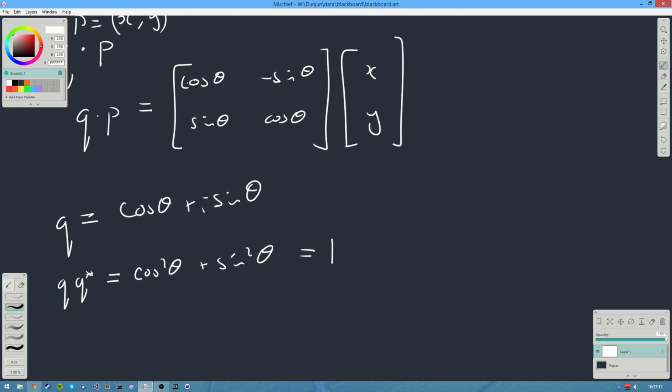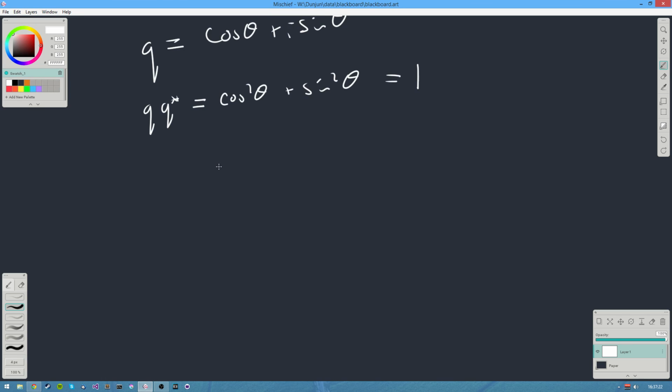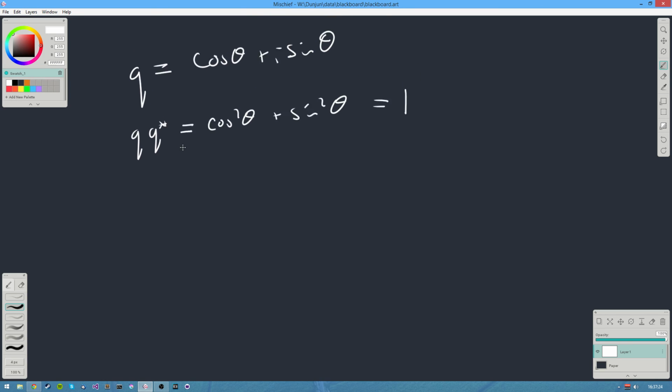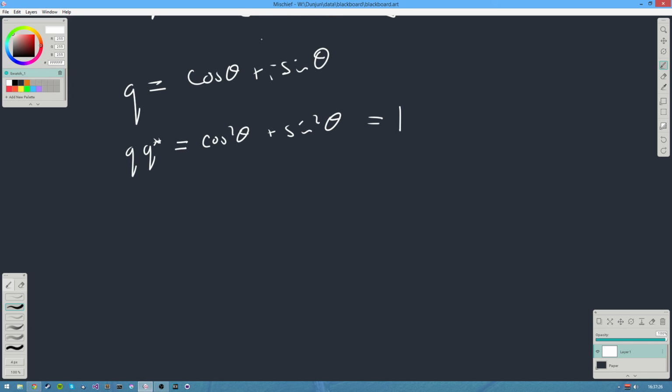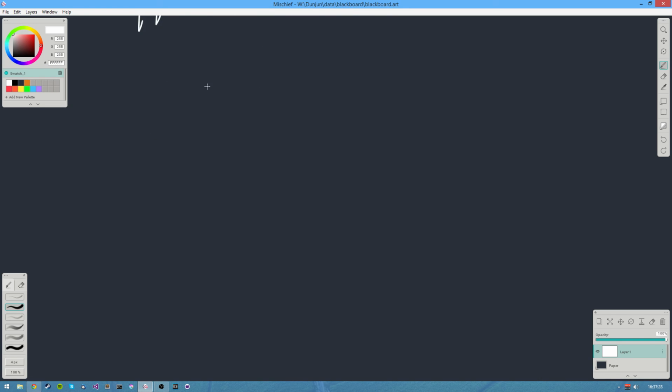And that means that this thing won't get scaled, it won't get sheared as it's called. We're just rotating it, which is a very good thing to do usually. And you still may be wondering, where does this come from? Well, that's the last thing I'm going to talk about, which is Euler's Formula.